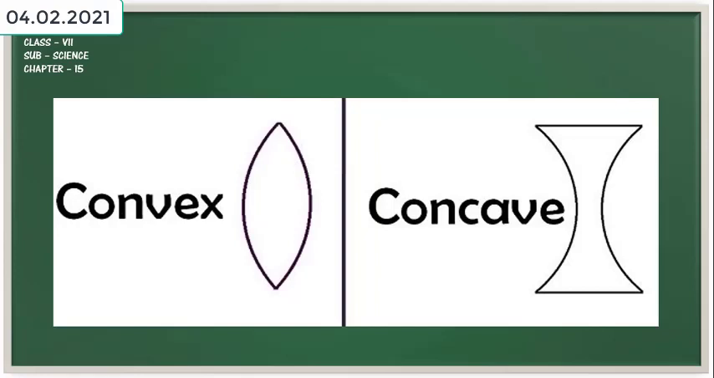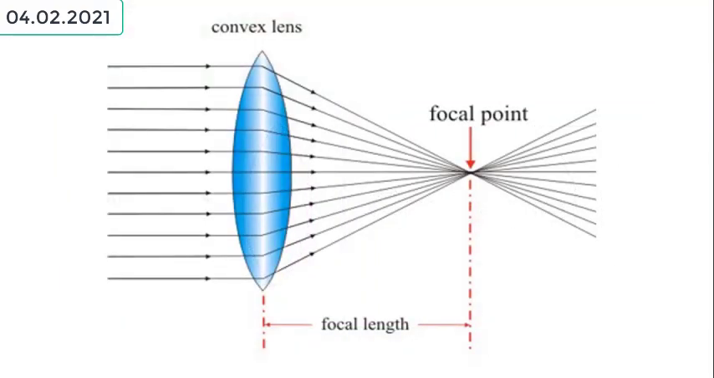A beam of parallel rays of light falls on a convex lens from the left side. After passing through the convex lens, the beam of parallel rays of light converges at a point as shown in the figure. Here, convex lens is a converging lens.